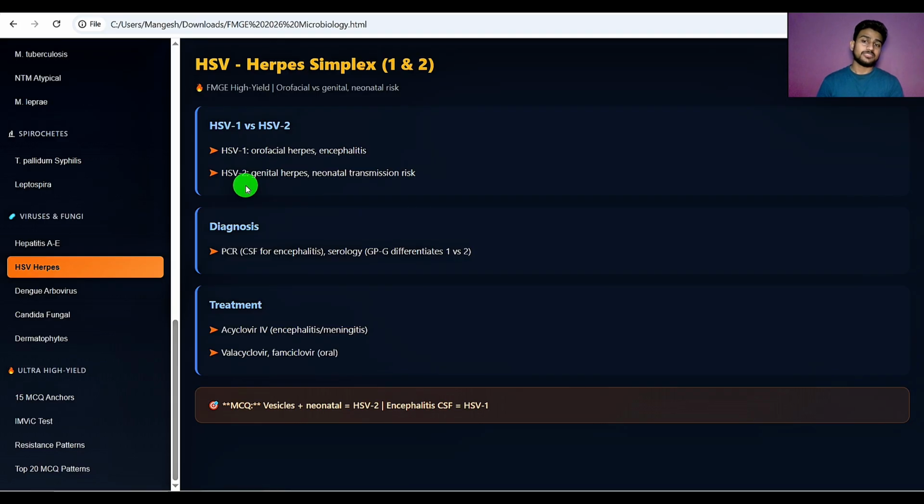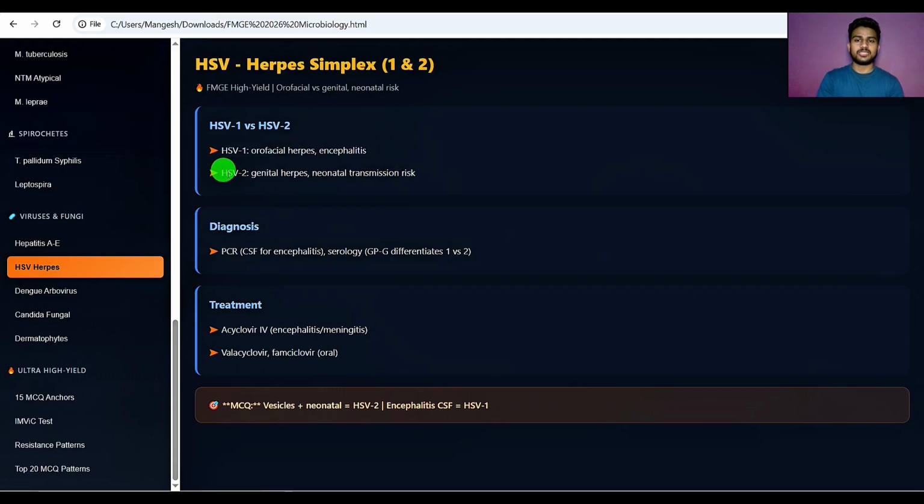But in HSV2, there are lesions on the genital area, and there is more risk of vertical transmission, that is neonatal transmission. Of course, because genital areas are affected, they have the lesion, and whenever there is a delivery, let it be normal vaginal delivery or let it be cesarean section, there will be contact of the lesions with the skin of the fetus, and we all know that newborns are not that much immunocompetent, so that's why they will get infection.